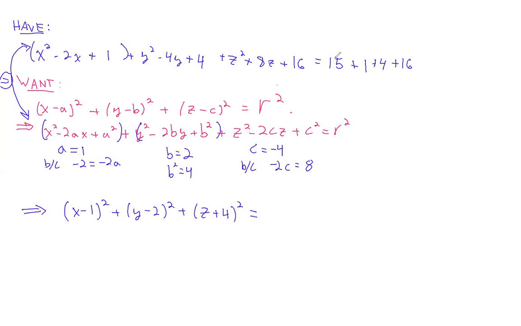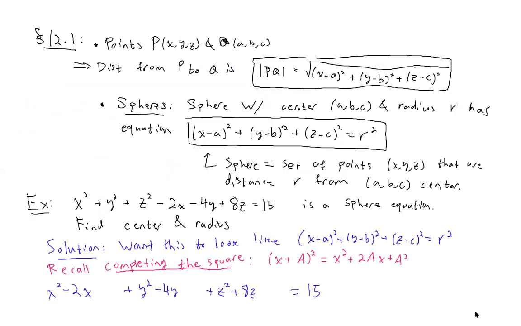And now you just add all of them up. 15 plus 1 plus 4, or in other words, 20 plus 16 is 36 on that side. That's our sphere equation. Now, the original problem, just to refresh our memory, was to find the center and radius of that sphere.